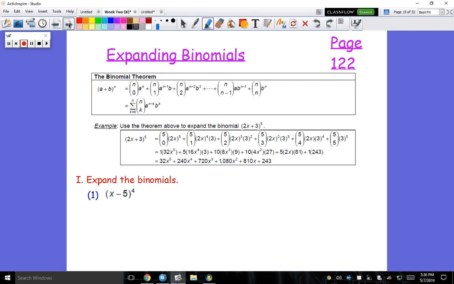So this is the last one. I'll do this as an example. I'll let you look at 2 and 3 from your notes, but this is the last one, and we are done. All right. Let's expand this one together.